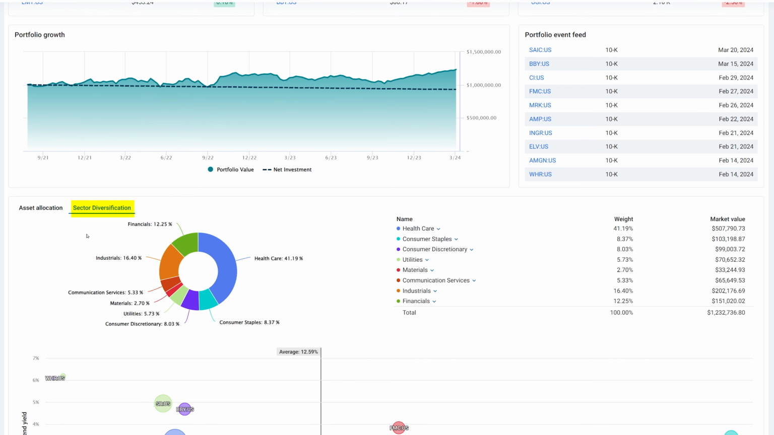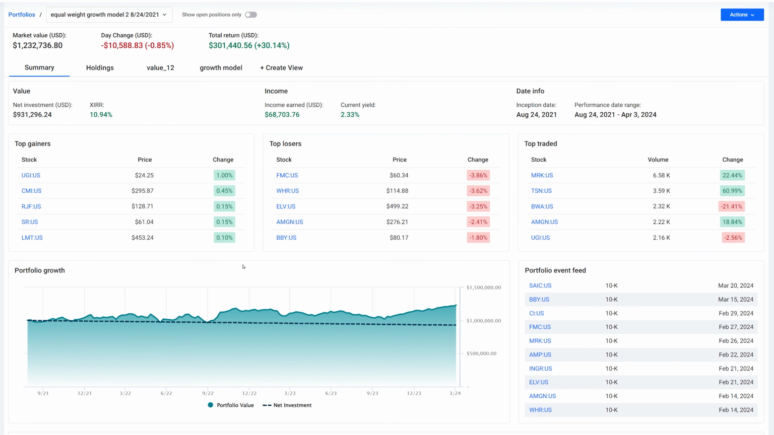In terms of diversification, once again, it's pretty widely diversified, except 41% of the portfolio was actually in healthcare. And as I said in part 1 of this series, healthcare is where there's certainly been a lot of value in the marketplace. So that's a quick summary of how the portfolio has performed.